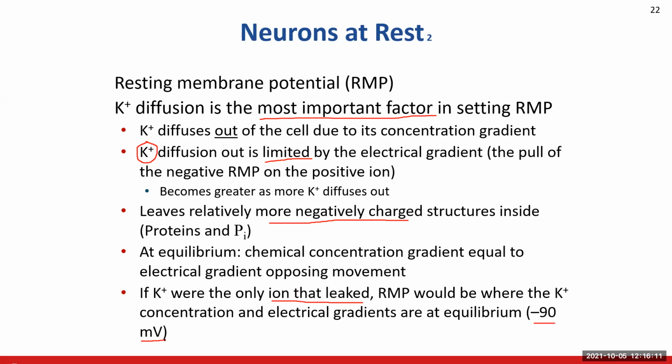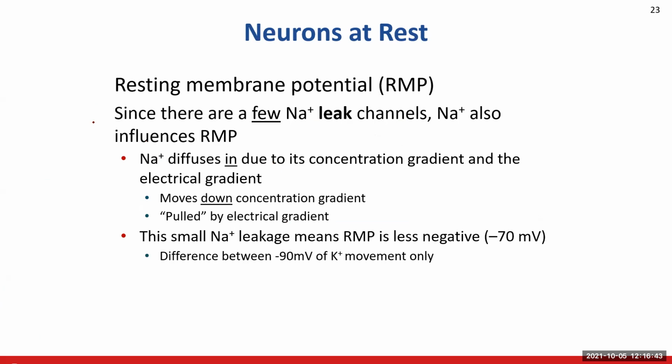But our normal resting membrane potential is negative 70. So now we're going to talk about why it's negative 70, okay? A huge reason for it to be as negative as it is is because of potassium diffusing out. This is a huge, important fact: potassium diffusion is the most important factor in setting our resting membrane potential. If it were the only factor, our resting membrane potential would be negative 90. But it's not, so we'll talk about why.